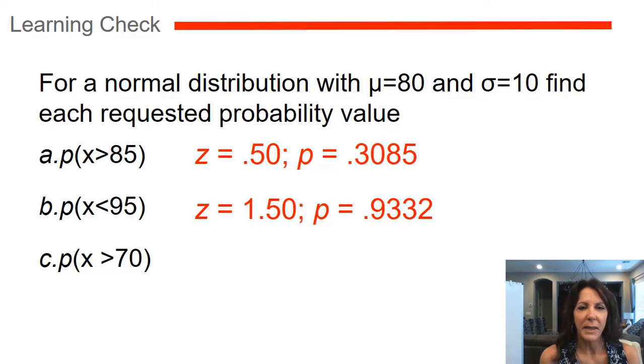What is the probability of finding a score in this distribution that is greater than 70? Let's find the z-score for 70, and map out what it means to be greater than 70.